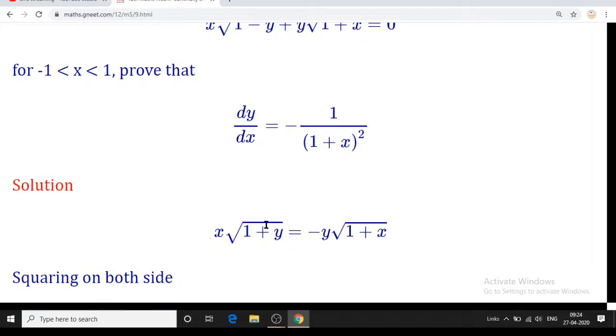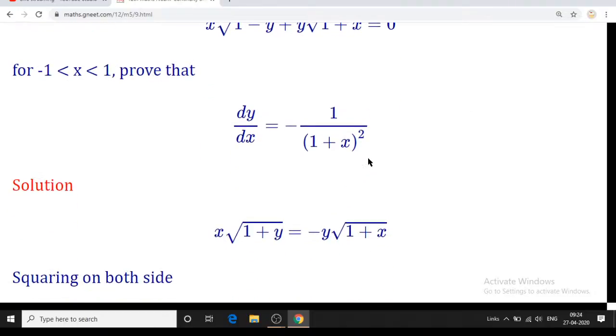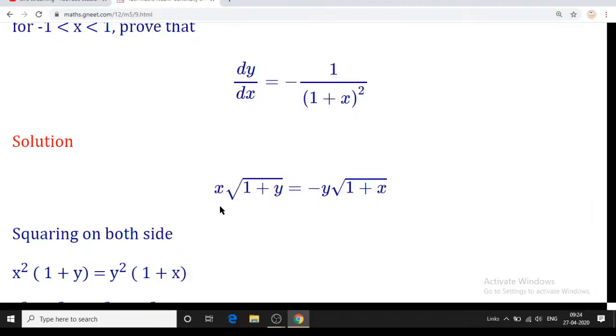That is x under root of 1 plus y is equal to, I have shifted this term on the other side, so it becomes minus y under root of 1 plus x. Now when we square on both sides, why are we squaring? So that the square root sign will get cancelled and it will be easy for us to find its derivative. So when we square on both sides, what we get? x square (1 plus y) is equal to y square (1 plus x).